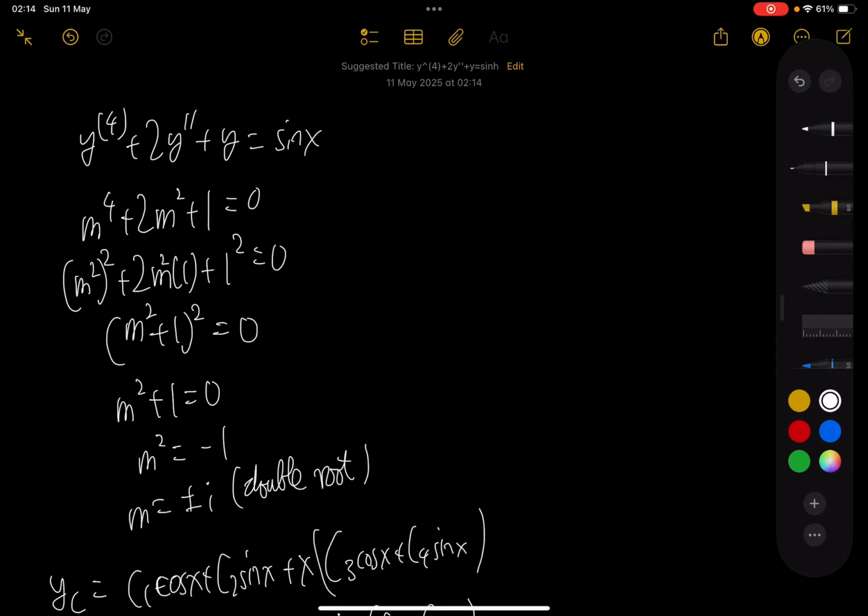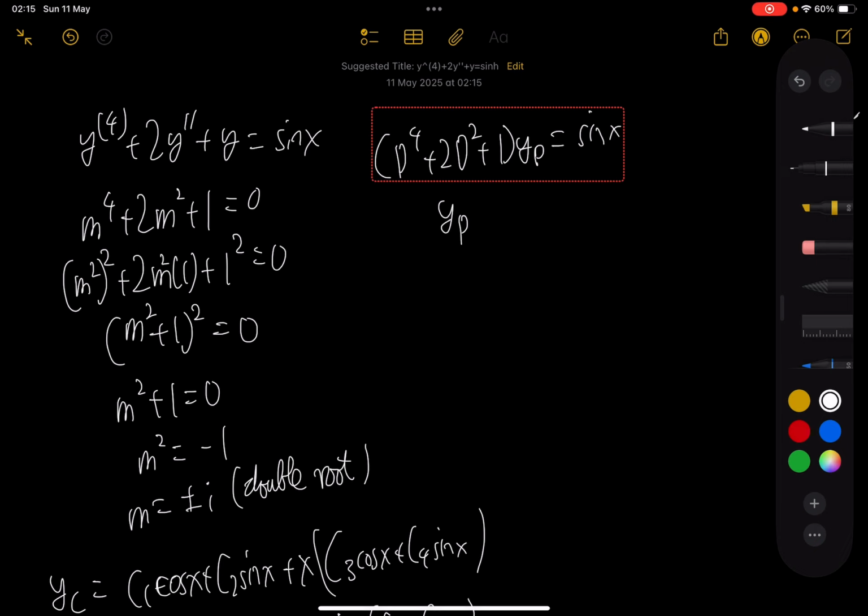And here we are going to use our inverse operator method. We are going to write this as D to the power of 4 plus 2D squared plus 1, because this is the 0th derivative, times yp. Remember to write down the yp because you are dealing with the particular solution. Label it as yp, which is equal to sine x, and then we divide by this expression on both sides, which is 1 over D to the power 4 plus 2D squared plus 1, times sine x.